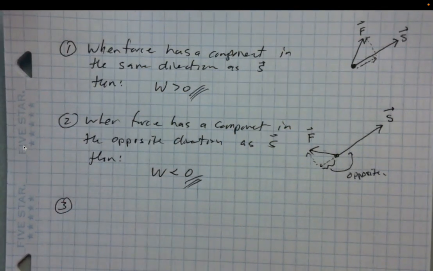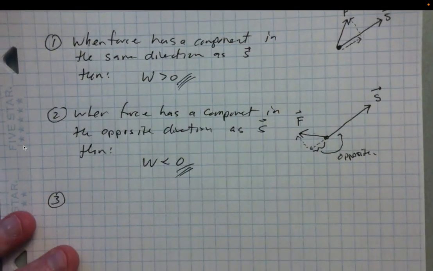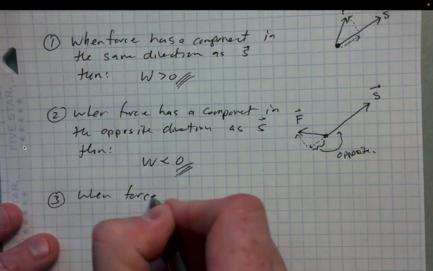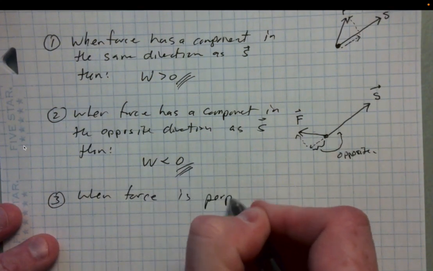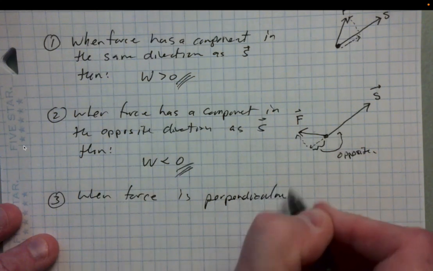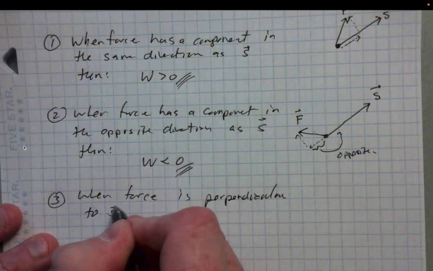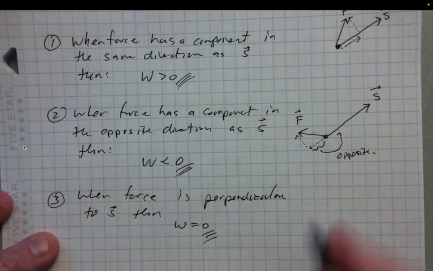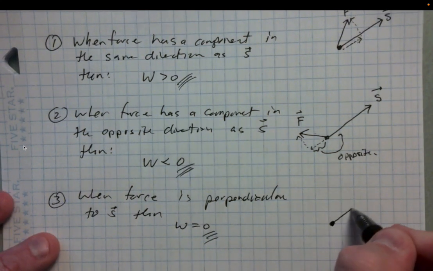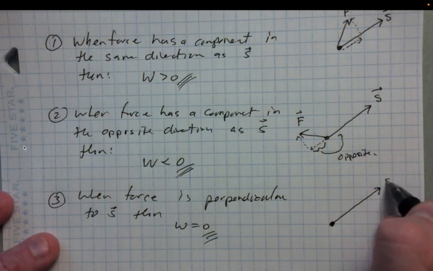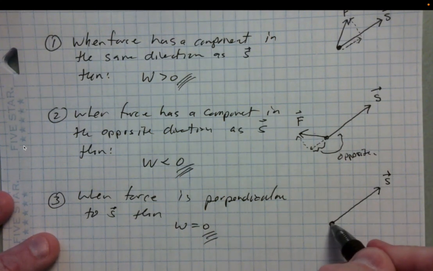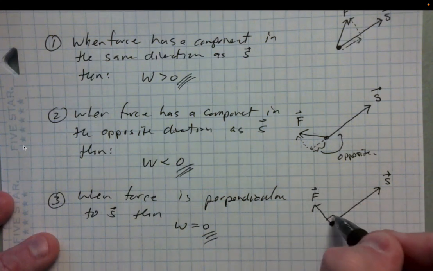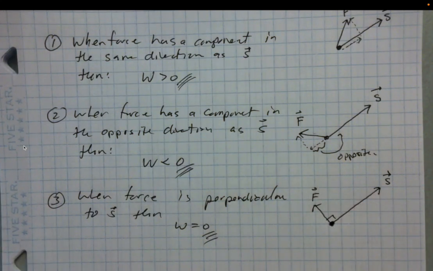And then of course, when is work going to be equal to 0? Well, when the force is perpendicular to displacement, then work is equal to 0. And so that's this obvious case where I've got some displacement and I'm applying a force that's perpendicular, meaning a right angle with that displacement.